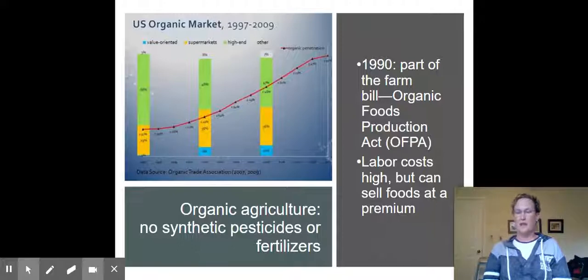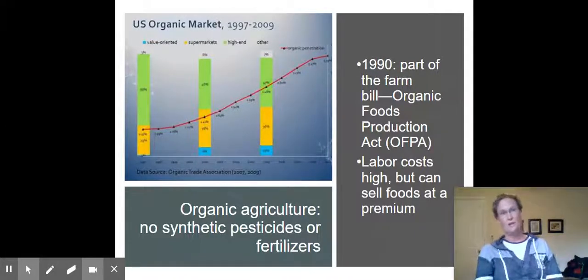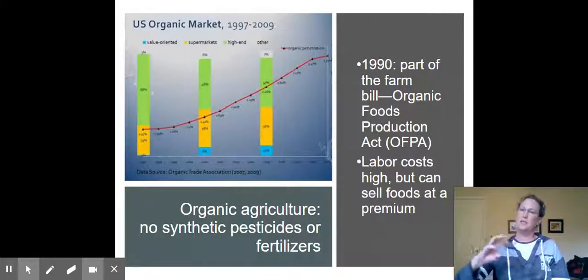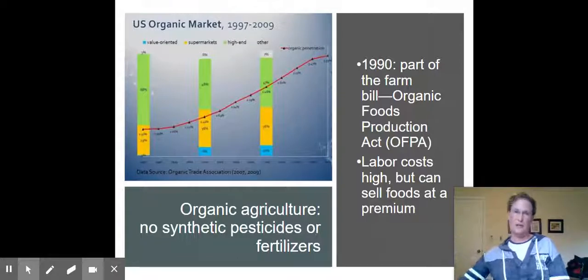Organic Foods Production Act. Okay, so labor costs are high, but you can sell food at a premium. So they made a law so that you could sell organic food for more money, and people would understand that it took more effort to put into that, and then there would be a way to make money from it.